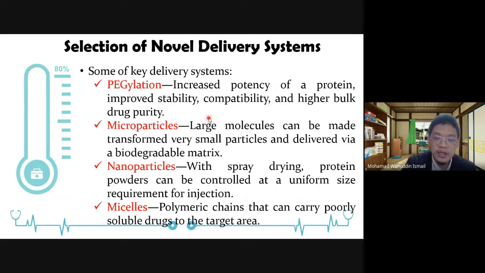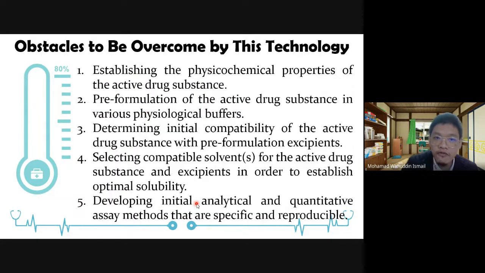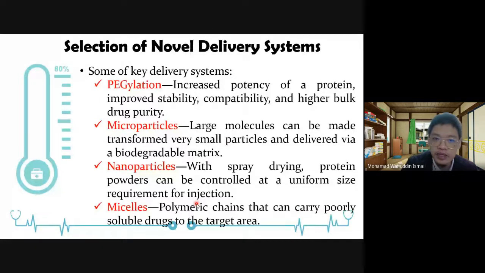Okay, some key delivery systems: we have PEGylation, microparticles, nanoparticles, and micelles. This kind of novel drug delivery system. And then we have osmotic implants, inhalation, transdermal, and needleless injection. This is the kind of selection of the drug delivery system. Okay, some keys of the drug delivery system.